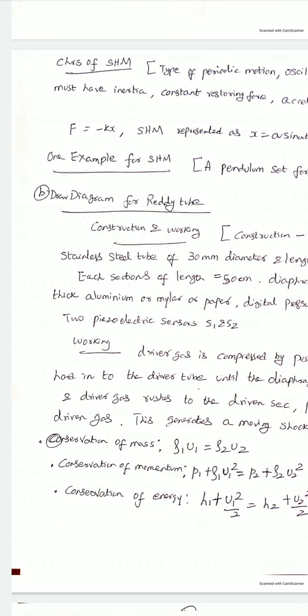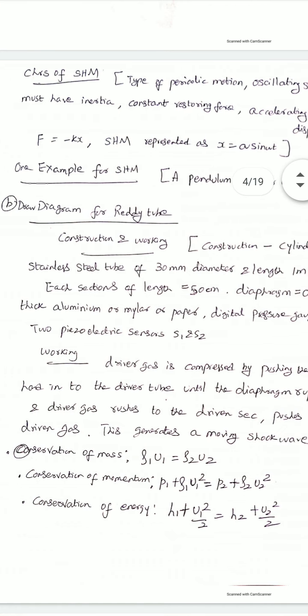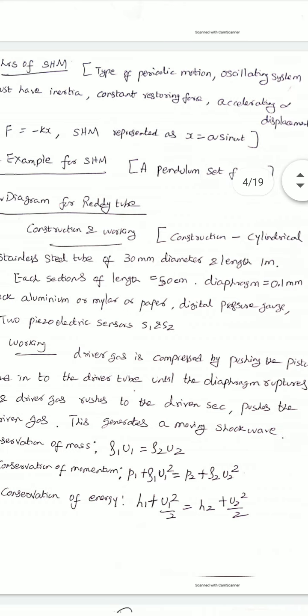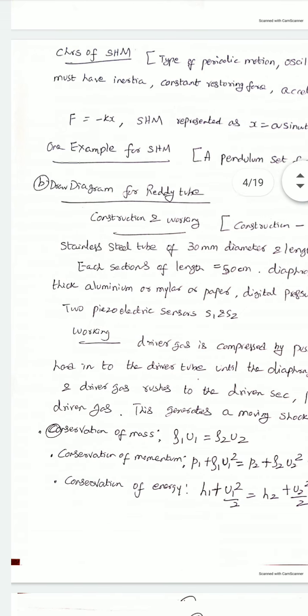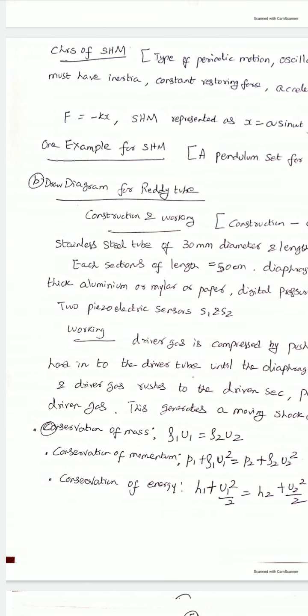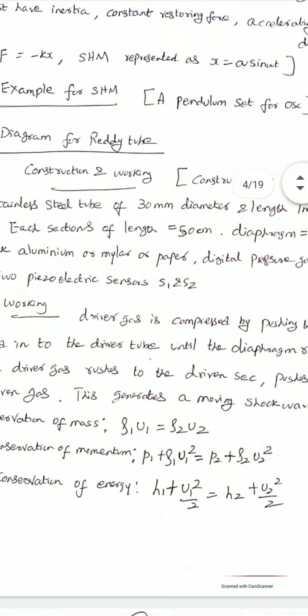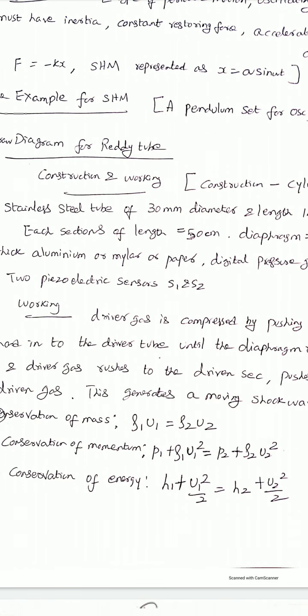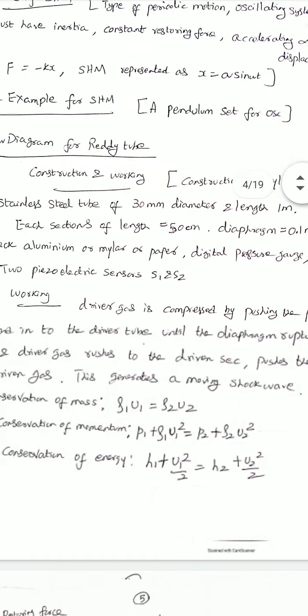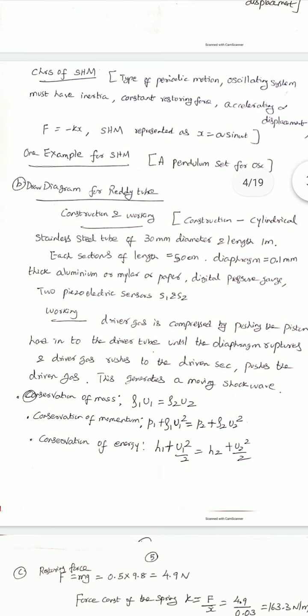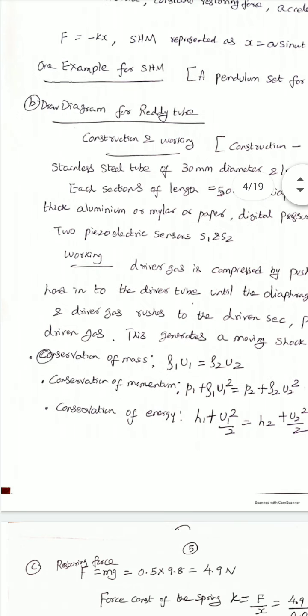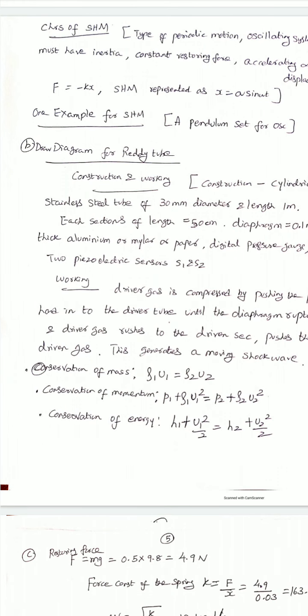So in the construction you can see, here the diameter of the tube is 30 millimeter and length is 1 meter, and then each cross section is of 50 centimeter, and then the diaphragm thickness you have to mention. Okay, so here the diaphragm is made up of aluminium or paper, and the digital pressure gauge is there, then the piezoelectric sensors. So these things you have to highlight. Then you can see working, so working is mentioned here.